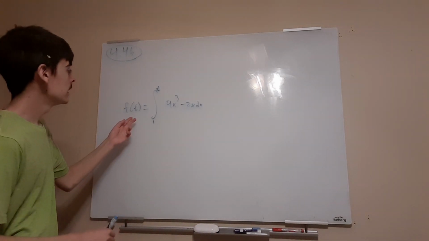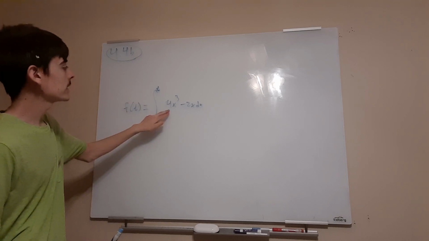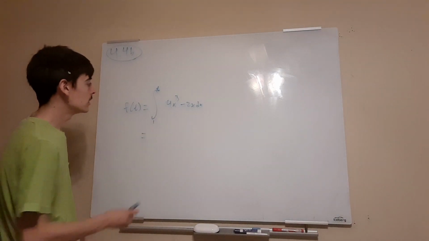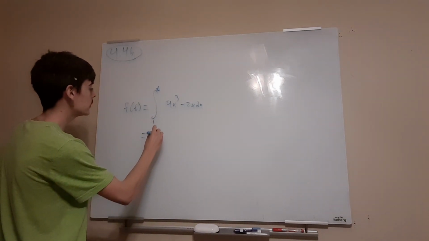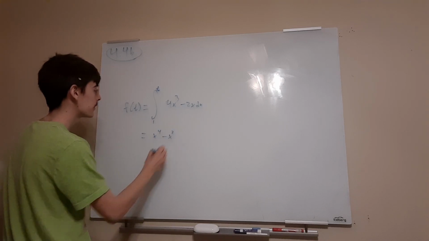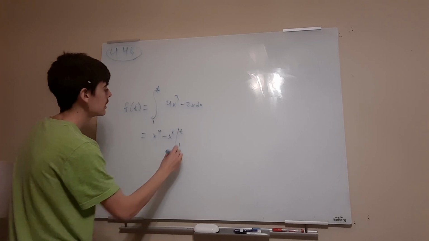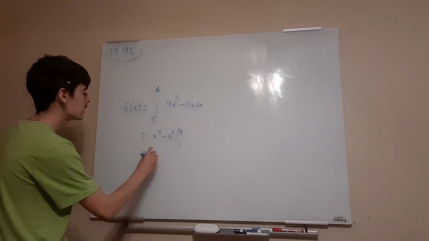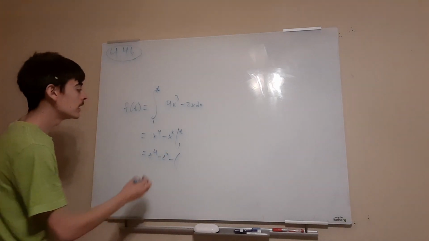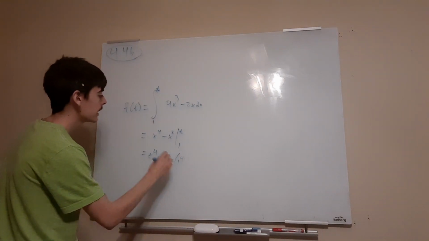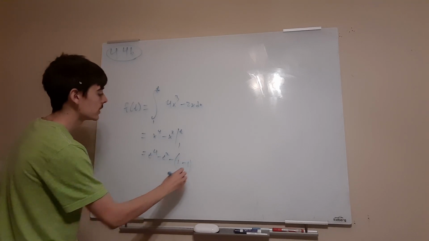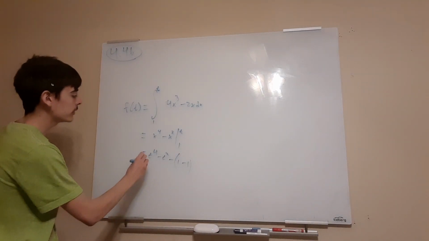This one is f of t equals the integral from 1 to t of 4x cubed minus 2x dx. So we're just going to do the same thing. If we evaluate this integral, so integrate 4x cubed, we'll get x to the fourth. And if we integrate negative 2x, we'll get minus x squared. Now remember, we have to plug in our bounds. If we plug in t, we will get t to the fourth minus t squared. And remember, you have to subtract plugging in your lower bound. So 1 to the fourth is just 1, and then subtract 1 squared is also just 1.